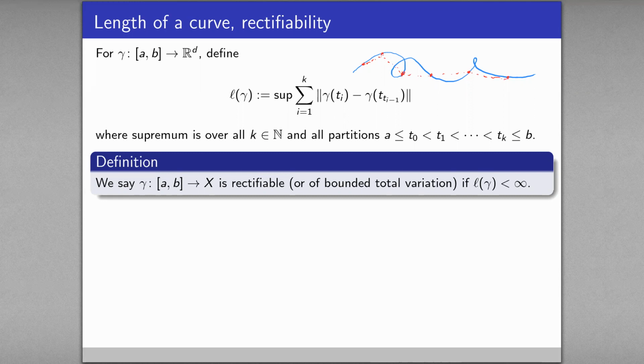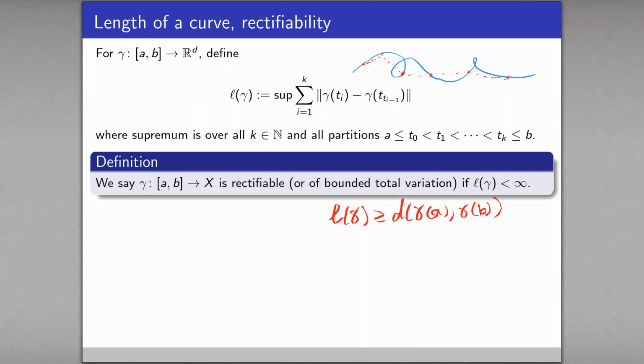There are some immediate things you can see. For example, the length of gamma is at least the distance of gamma(a) and gamma(b). Can you see how to prove it? Maybe 3 seconds. 1, 2, 3. You take the 2-point partition. You take t_0 to be a and t_1 to be b. That's it. And this is proven.